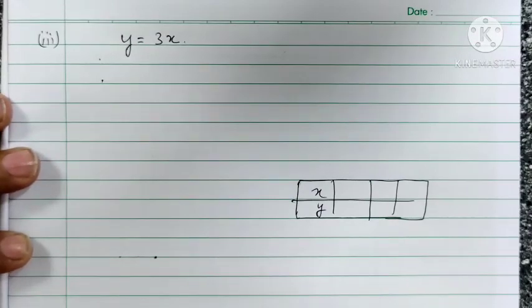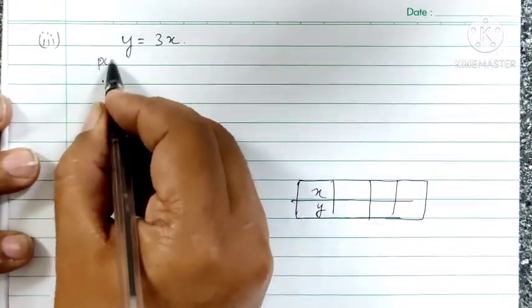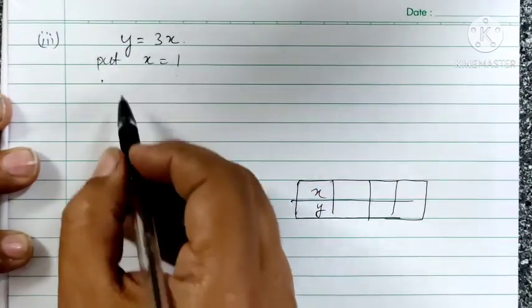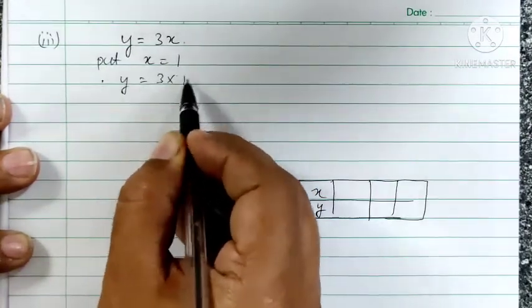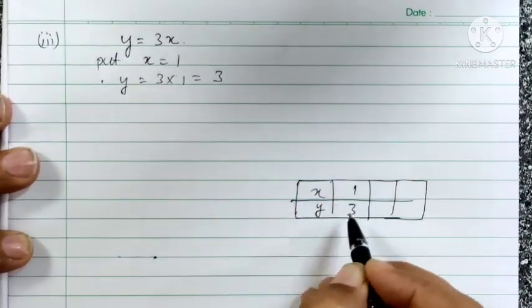Now the linear equation in two variables is given, y equals 3x. So now what we'll do is we'll put x equals 1 here. When we put x equals 1, we'll get y equals 3 into 1, that is equal to 3. So we have got one solution, that is (1, 3).